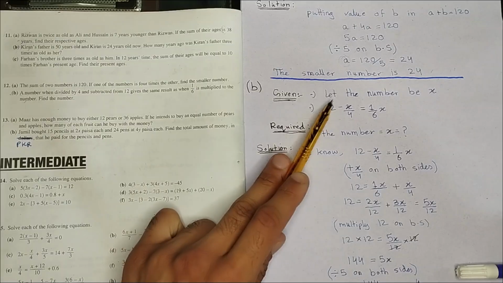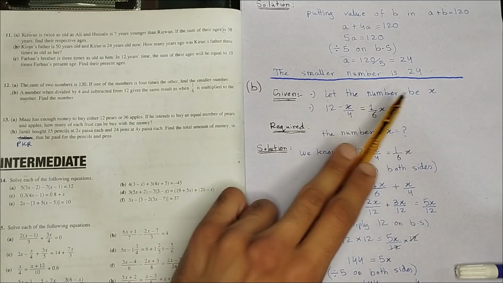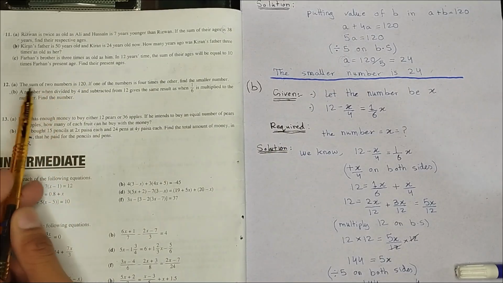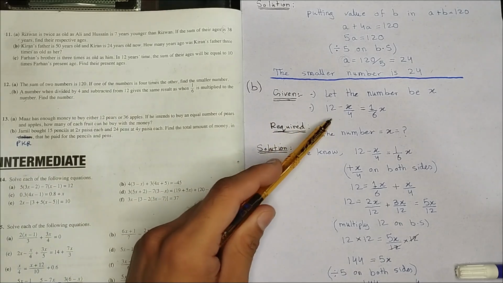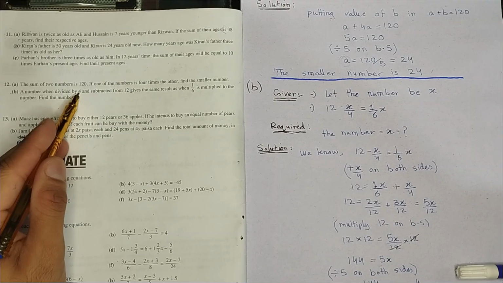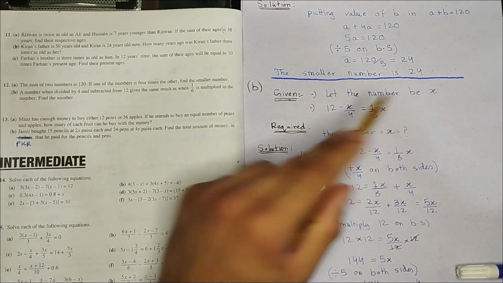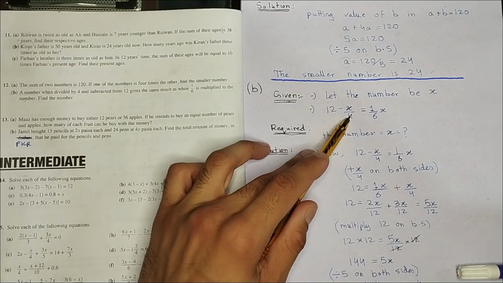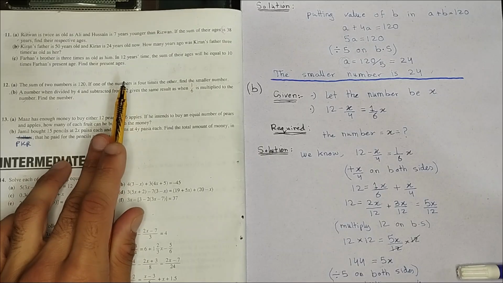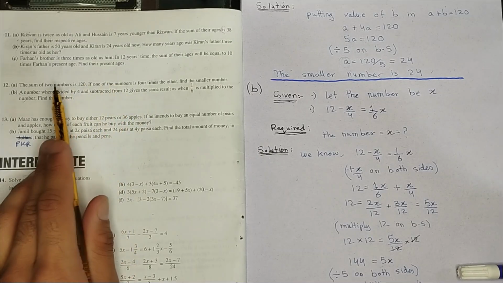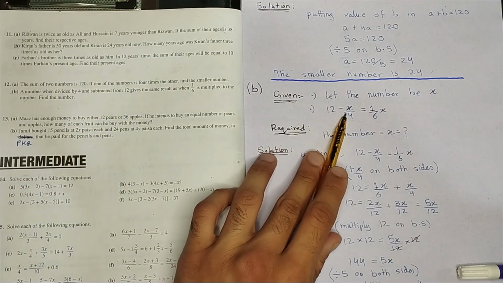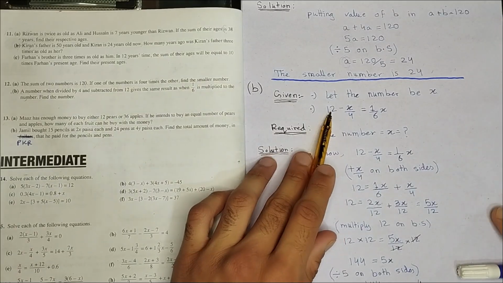Now basically we don't know that number, so we're going to say let that number be x. Then again, the only other thing given to us is the equation itself. How do I write this equation? Let me show you. A number when divided by 4. Since that number is x, we're going to say x divided by 4. And subtracted from 12. Okay, 12 is not being subtracted here. That number divided by 4 is being subtracted from 12. So that's why 12 minus x by 4.